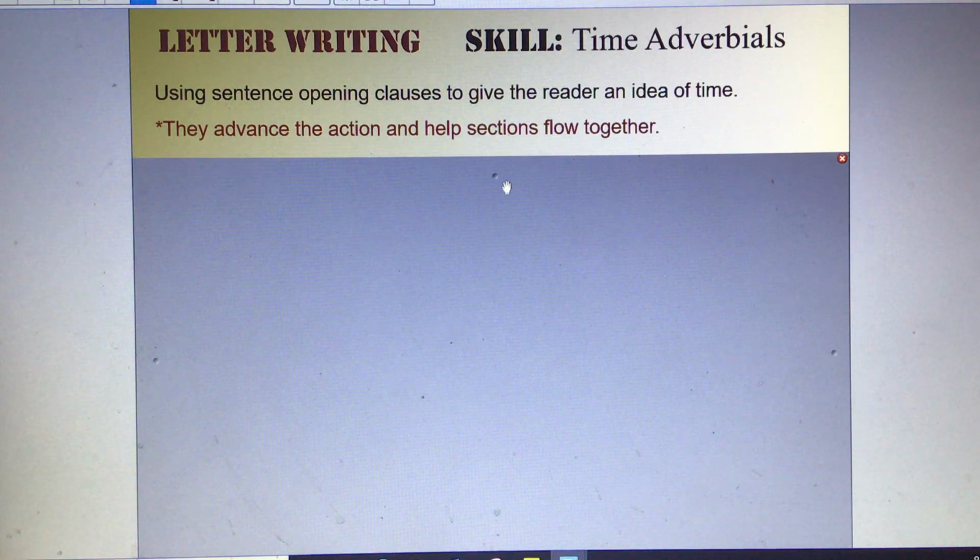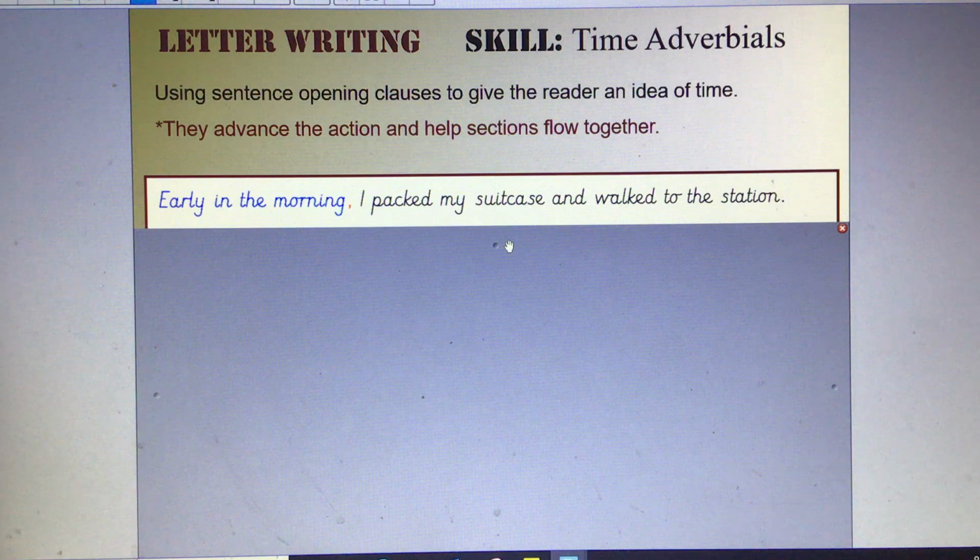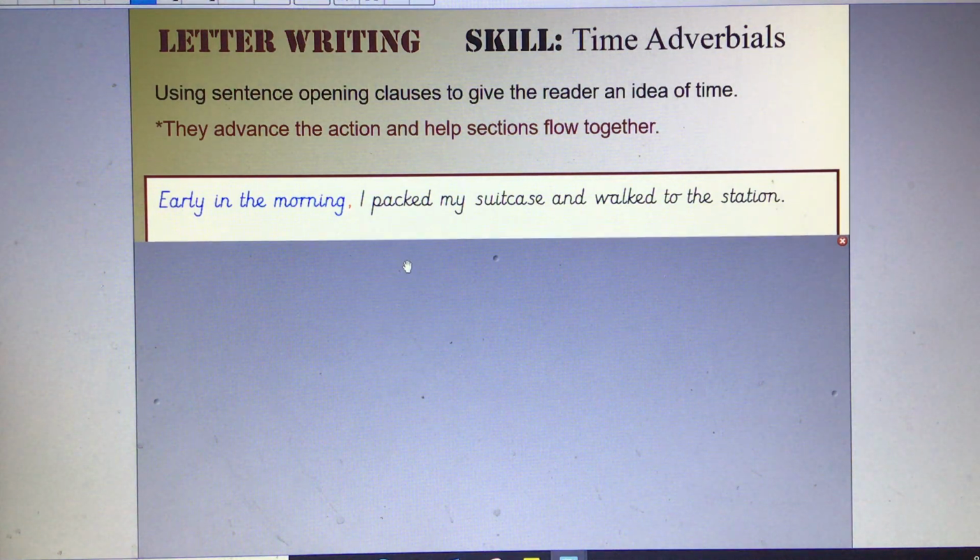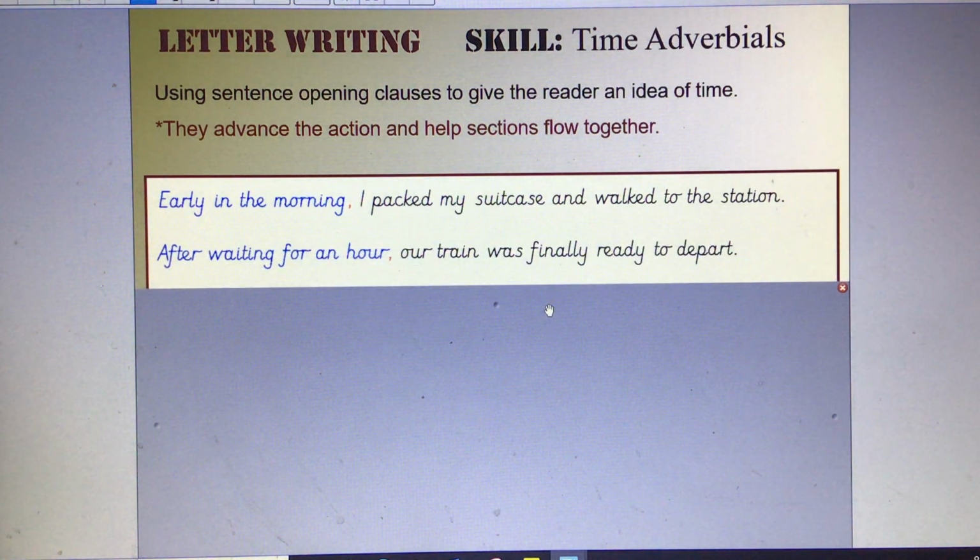So there's some examples here I've got underneath this board. First of all, here we go. Early in the morning, I've got the time adverbial there written in blue. I packed my suitcase and walked to the station. You'll notice here that the time adverbial, because it's a different clause, is separated with a comma there to make sure the reader knows where to pause. Another example. After waiting for an hour, there's the comma, our train was finally ready to depart.